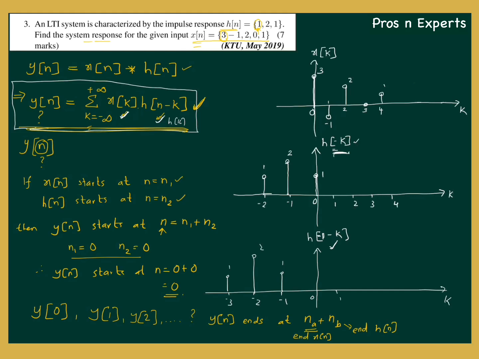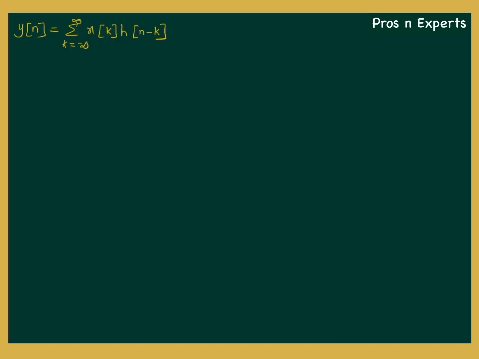So here x of n ends at, this is n equal to 0, 1, 2, 3, 4. So NA is 4, plus where does h of n end? This is n equal to 0, this is n equal to 1, this is n equal to 2. So 4 plus 2 equal to 6. So we have to find up to y of 6. Okay. Alright, we will start to solve this problem.